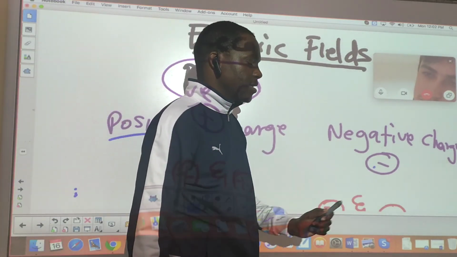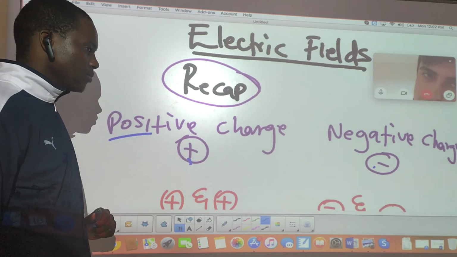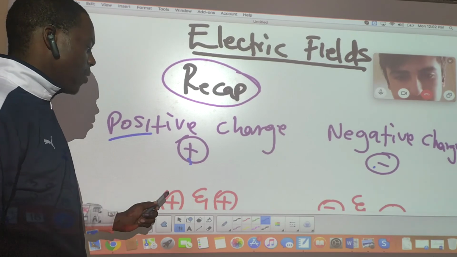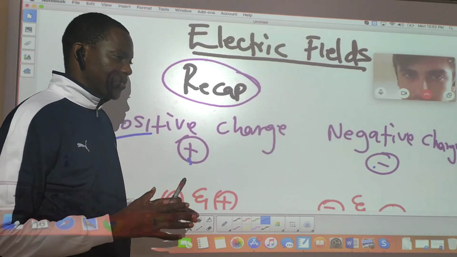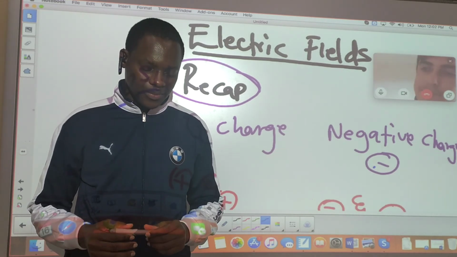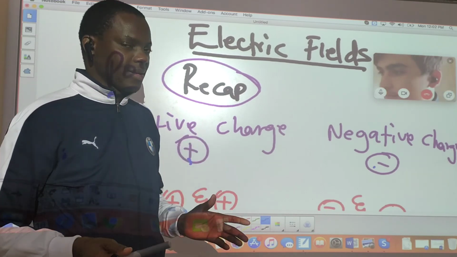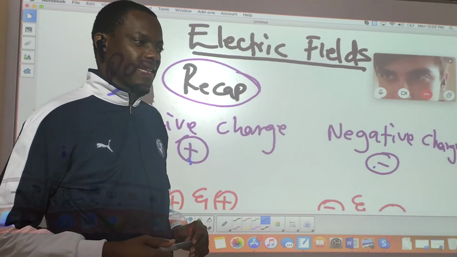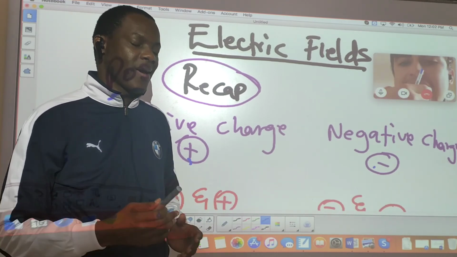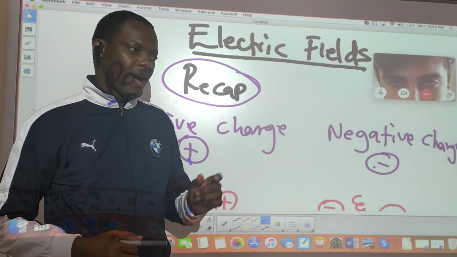And then here I have what? A negative charge. Can you see that? All right. Now then, what happens when you bring a positive charge to another positive charge? They repel each other. Even negative and negative, they also repel each other. So we say that like charges, they actually repel each other. But the unlike charges themselves, they attract each other.